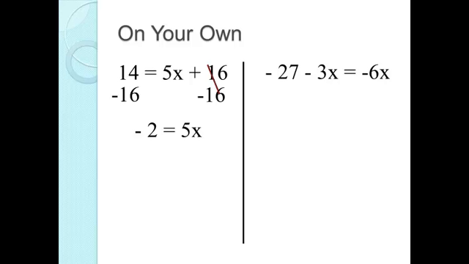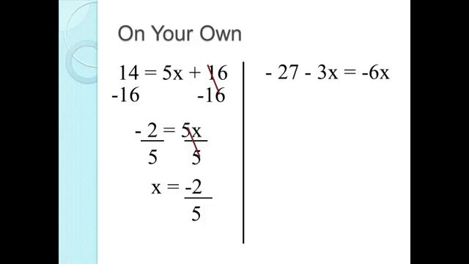We can get rid of the 5 by dividing by 5 on both sides. The 5's will then cancel. And since negative 2 cannot be divided by 5, we can leave our answer as a fraction. So x equals negative 2/5.